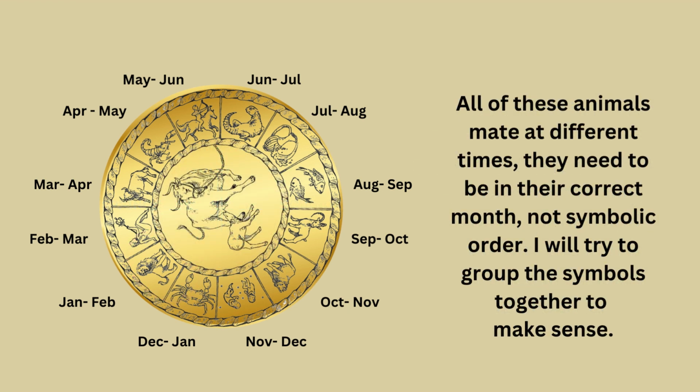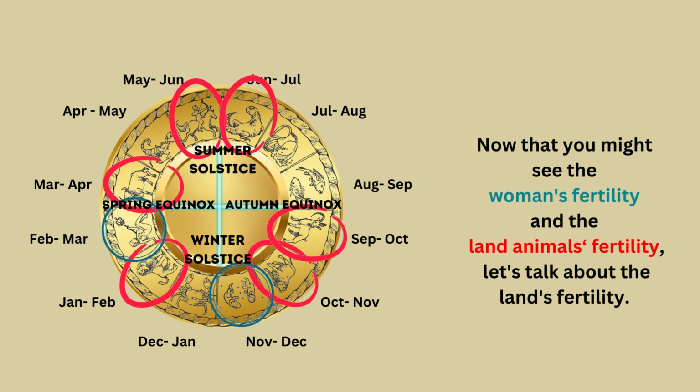All of these animals mate at different times. They need to be in their correct month, not in symbolic order. I will try to group the symbols together to make sense. Now that you might see the woman's fertility and the land animal's fertility, let's talk about the land's fertility.